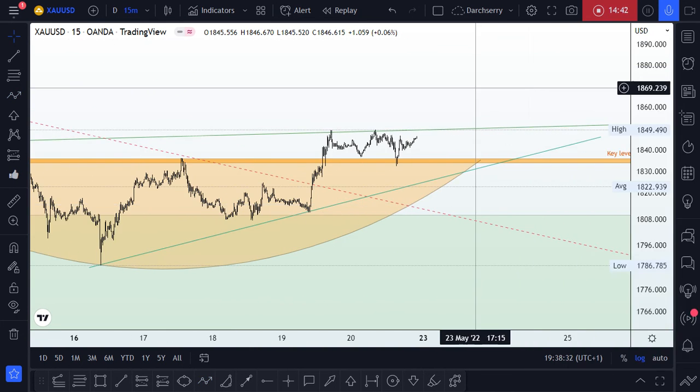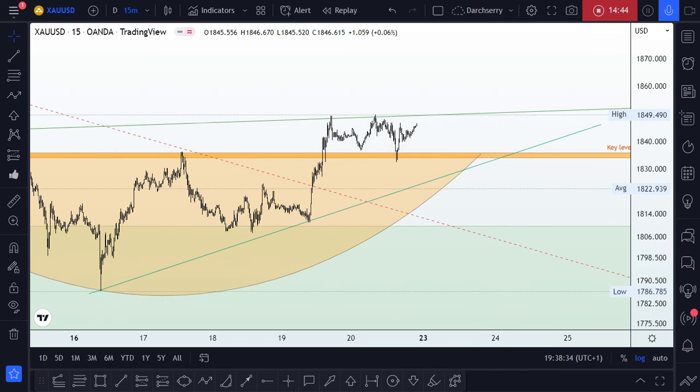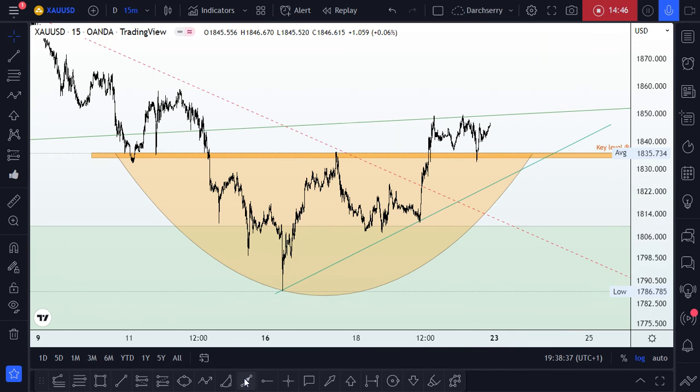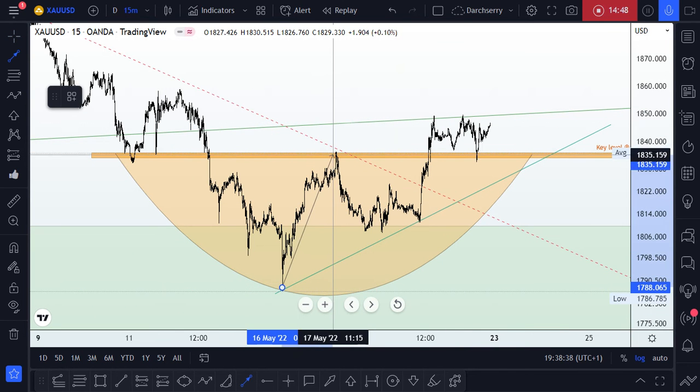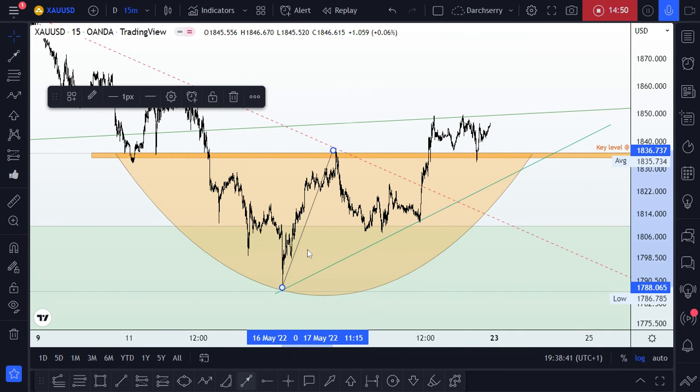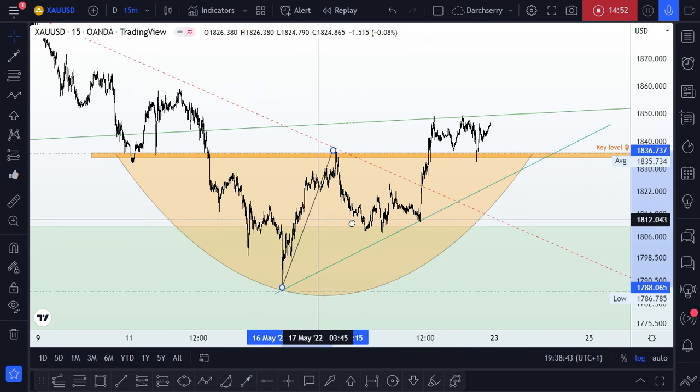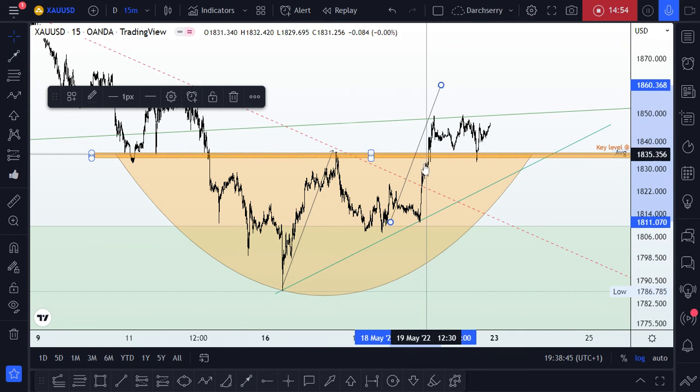So if you would allow me, we have two impulse legs at this point. We have one here, then we have another one here. We have another one here.